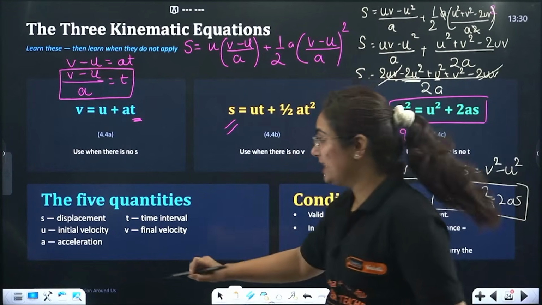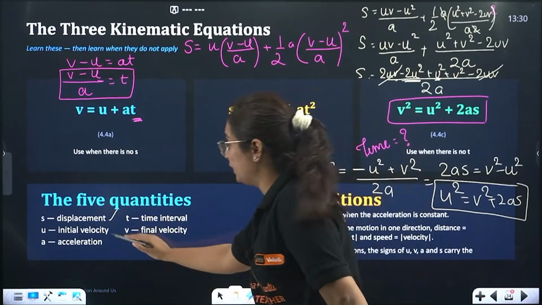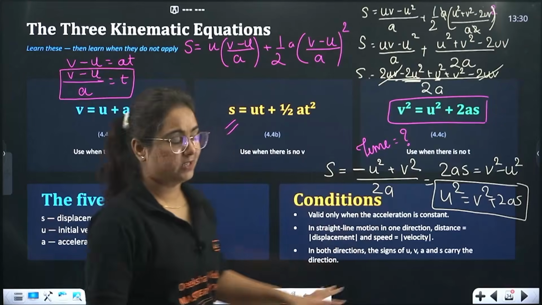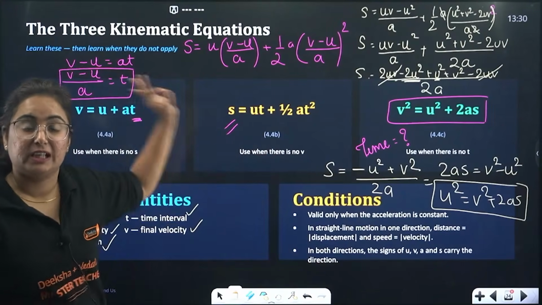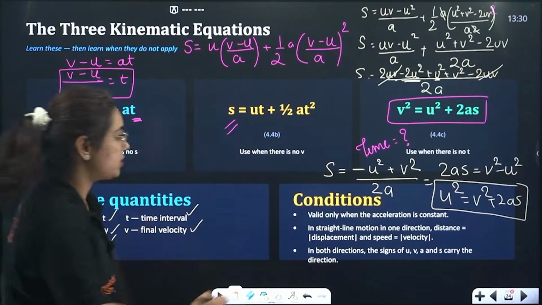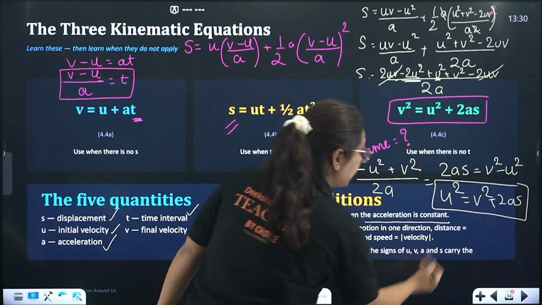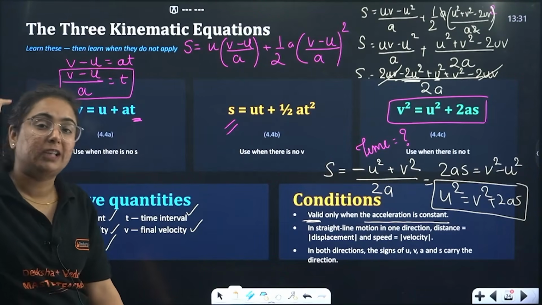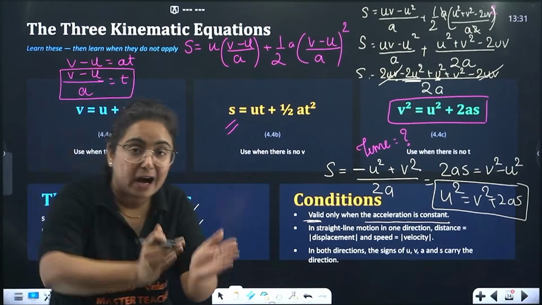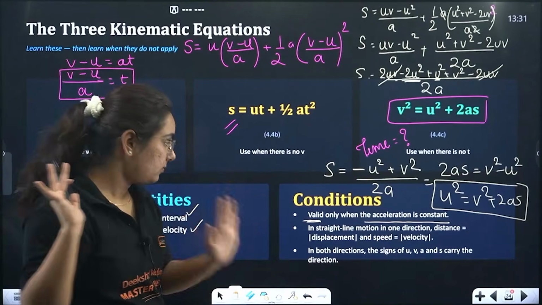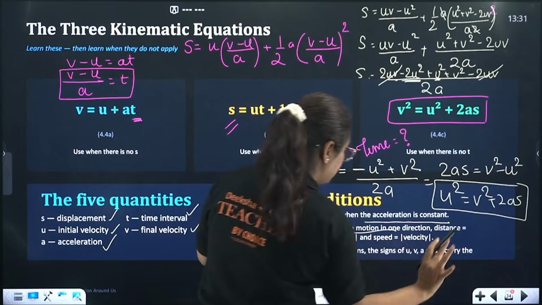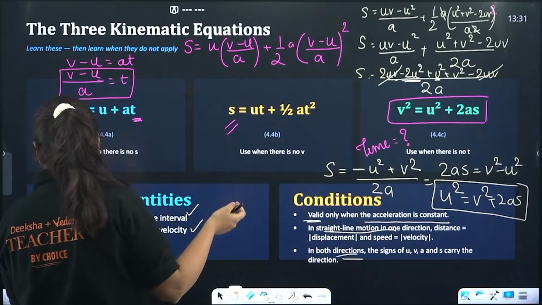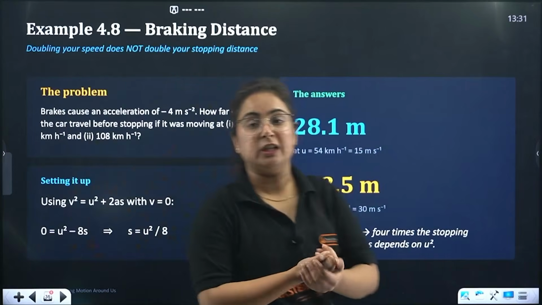The 5 quantities are: S stands for displacement, U for initial velocity, T for time, V for final velocity, and A for acceleration. This you know, we are doing it from the start, but there are conditions. These 3 kinematic equations can only be valid when the acceleration is constant. What is constant, beta? Acceleration is constant. That means the change in velocity after an interval of time is the same. This is in straight line motion, in both directions, when the direction is the same. So these are certain conditions.